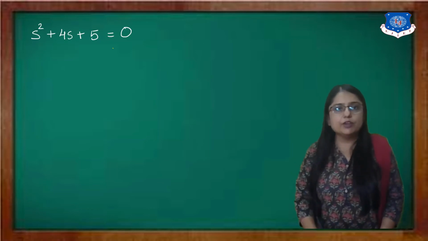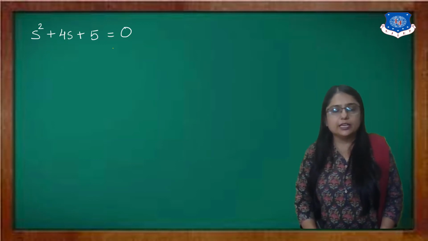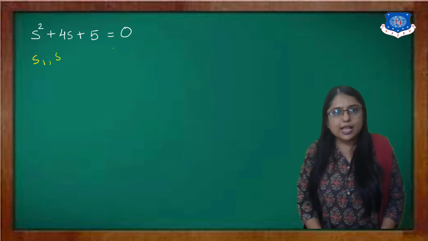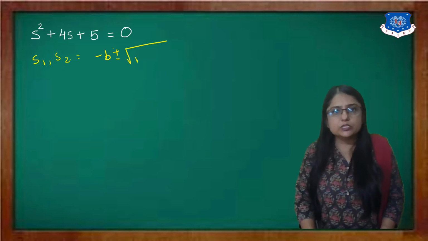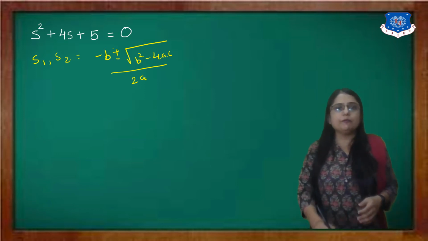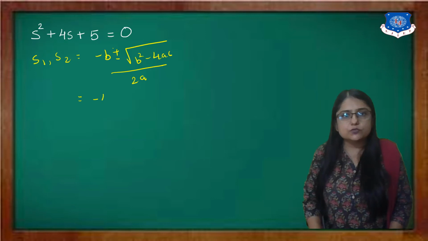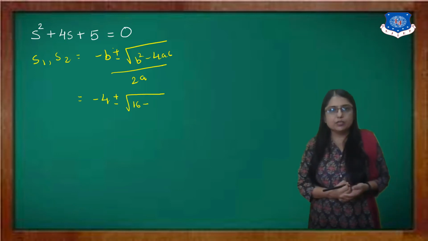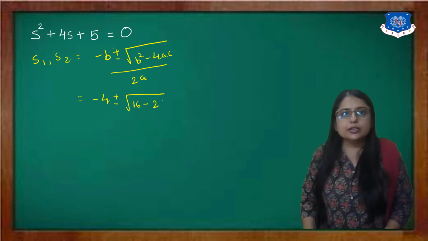That is s square plus 4s plus 5 equals 0. So how can we find out? See, as such, we cannot directly find out the roots. So what I'll use? I'll use s1, s2 equals minus b plus or minus square root of b square minus 4ac, upon 2a. So here my value of b, that is what? It's 4, so minus 4, plus or minus square root of b square, that is what? It's 16 minus 4ac, that is 20, divided by what?